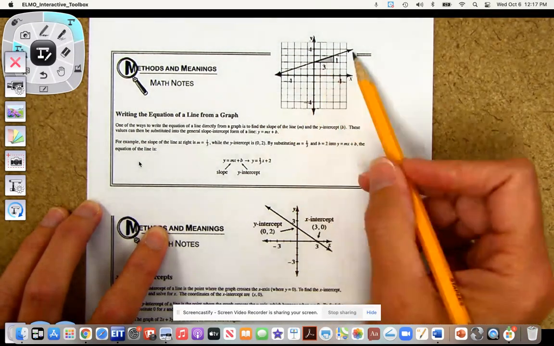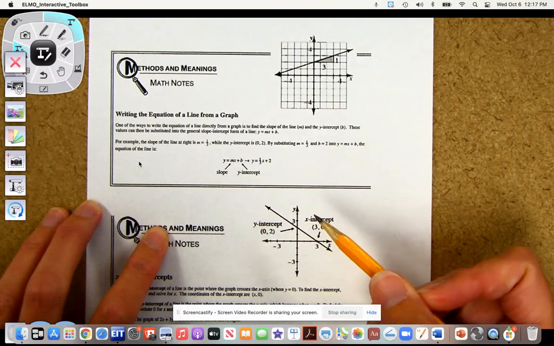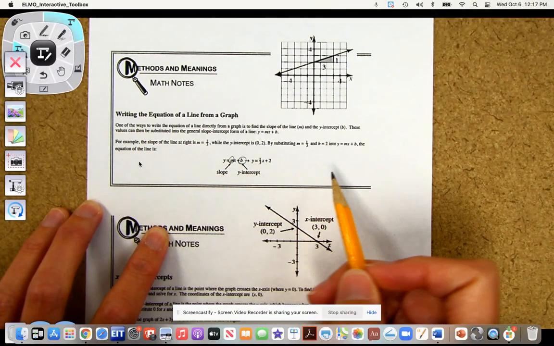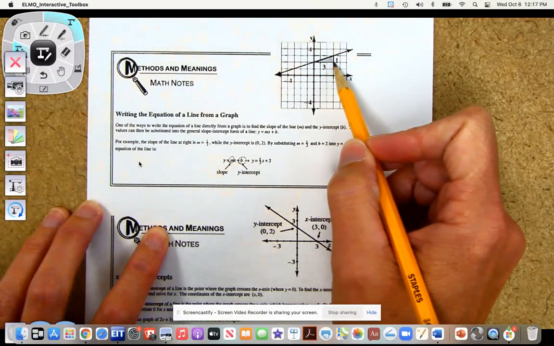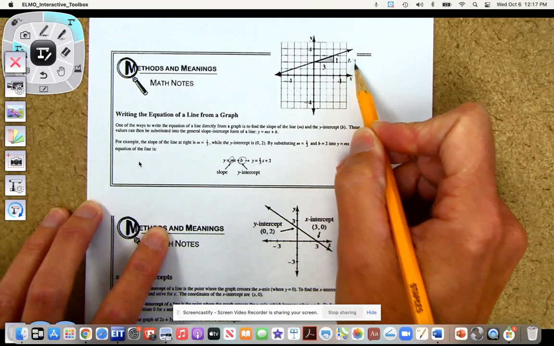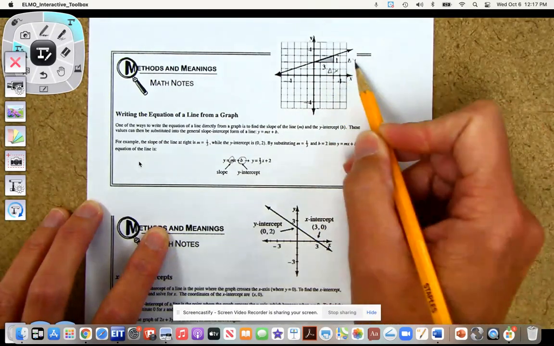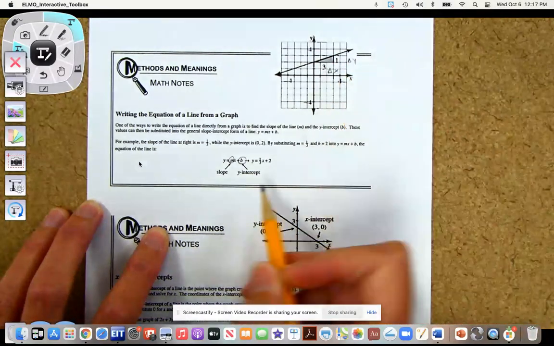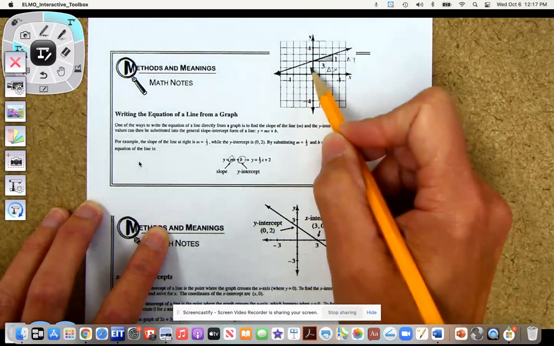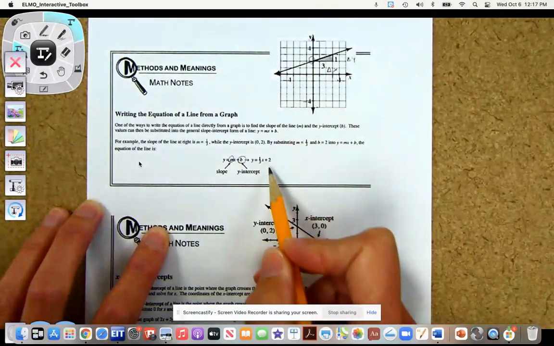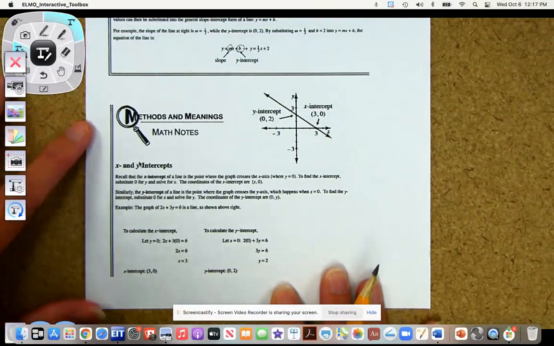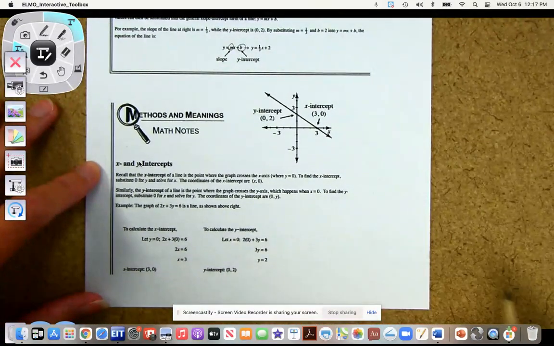There are two important things in here. If you have a graph and you're trying to develop the equation, you need two things: the slope and the y-intercept. The slope can be found by making a slope triangle and finding the change in y versus the change in x. Change in y is 1, change in x is 3, so our slope is just a third. And then find the y-intercept by looking at the graph where it touches at 0, which is 2.